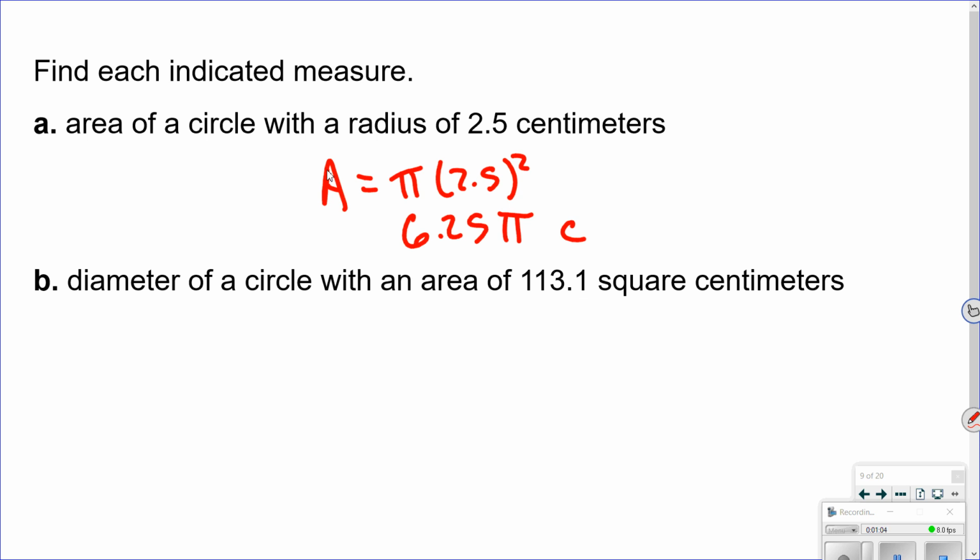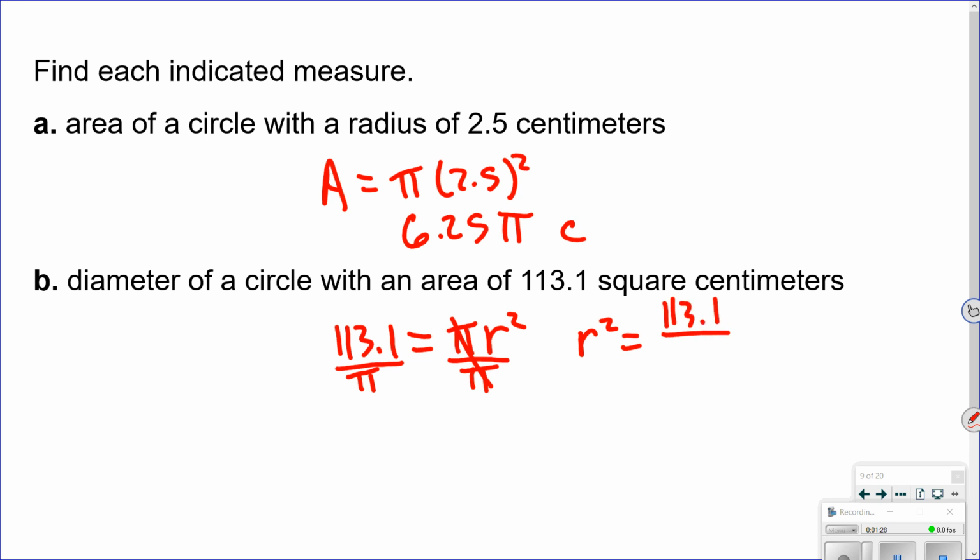B says, what's the diameter of a circle with an area of 113.1 square centimeters? So now we're working backwards. We're going to go 113.1 equals pi times the radius squared. So let's solve for r, so divide by pi. The radius squared equals 113.1 divided by pi. Take the square root, and that would tell us what r is equal to.